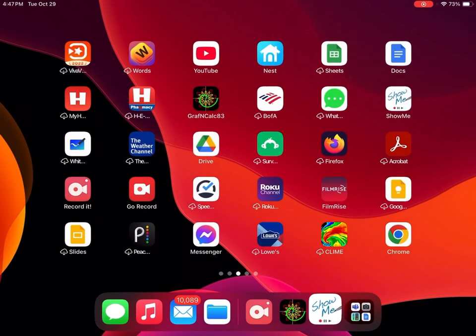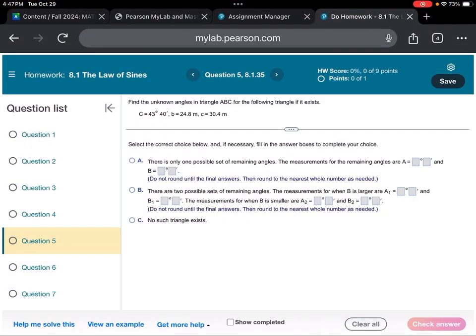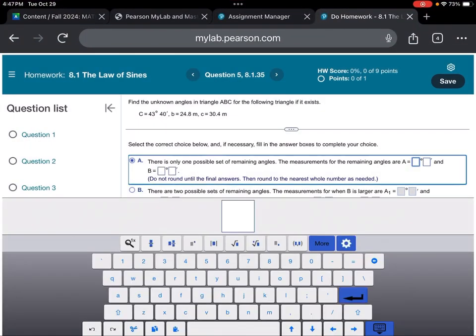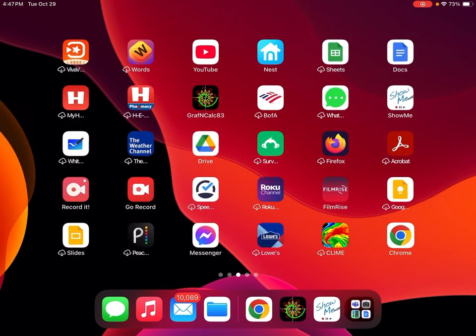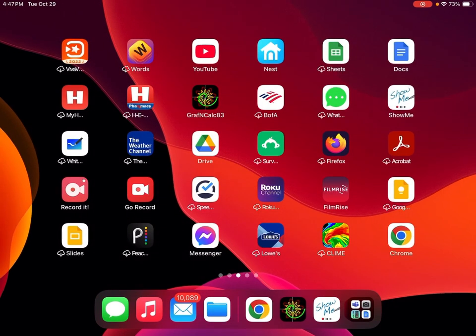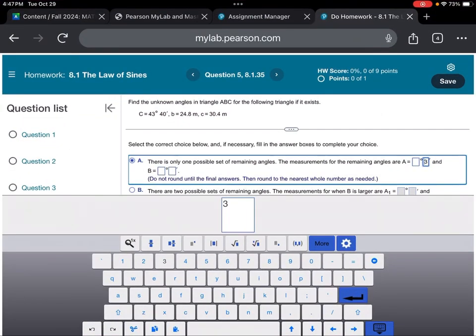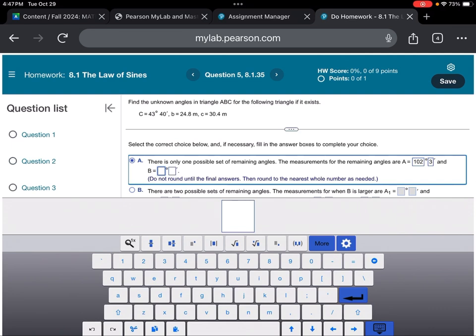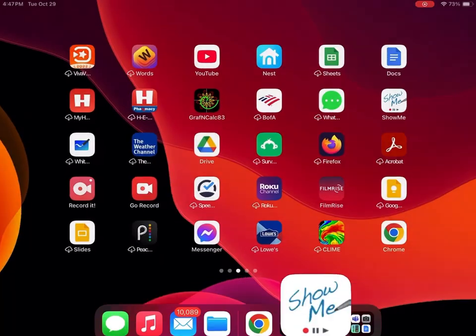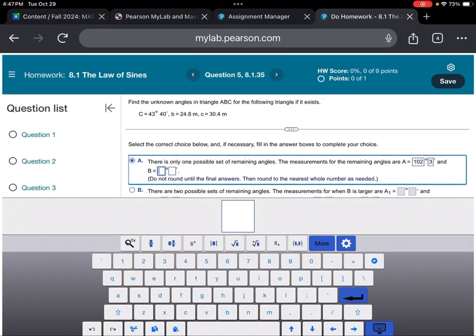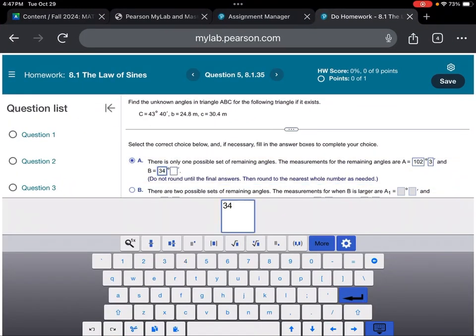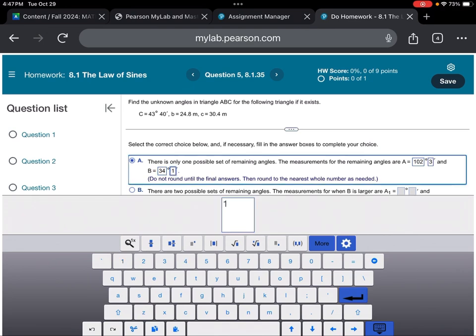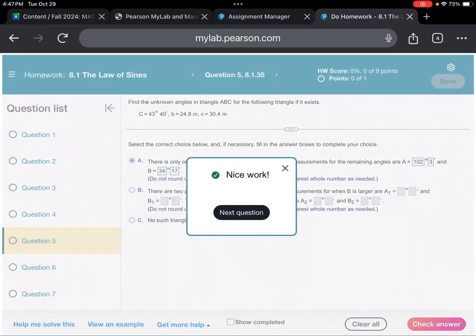So what I'm coming up with is A is 102 degrees, 3 minutes, and B is 34 degrees, 17 minutes. Let's enter those numbers in. It was 3 minutes, and 102. So this number here is 102, and then my angle for B was 34:17. Check it. And we got it. If you have any questions, let me know. I'm happy to help.